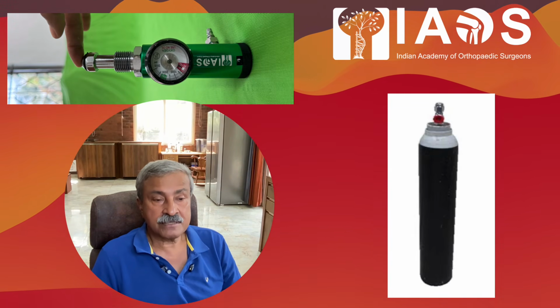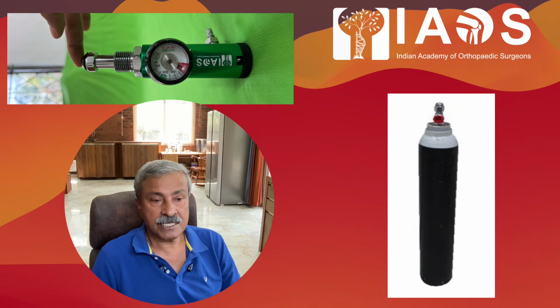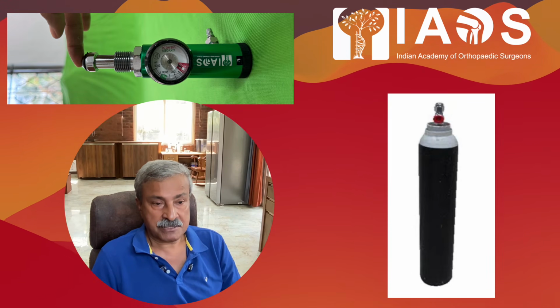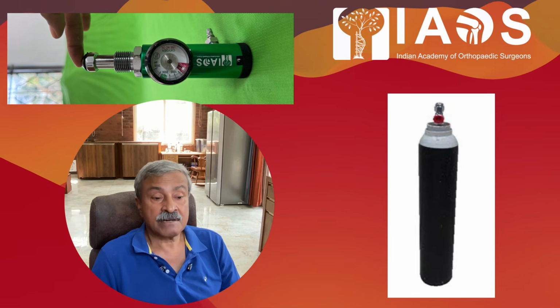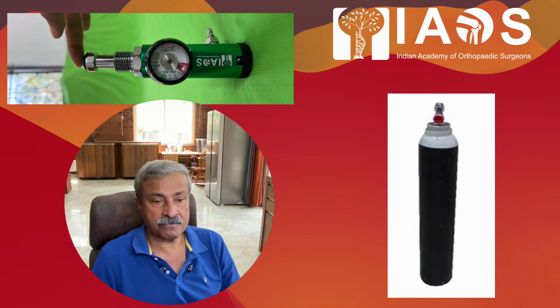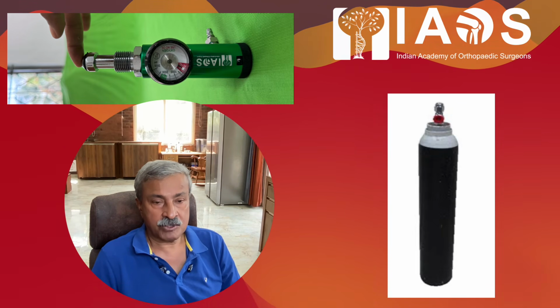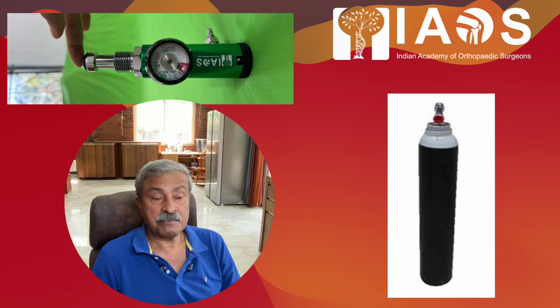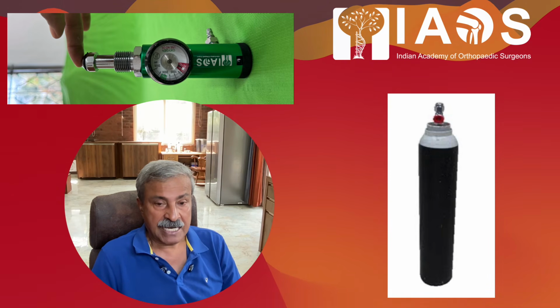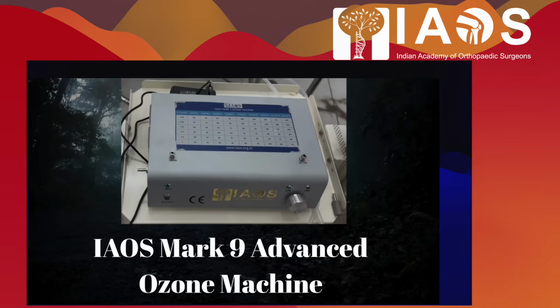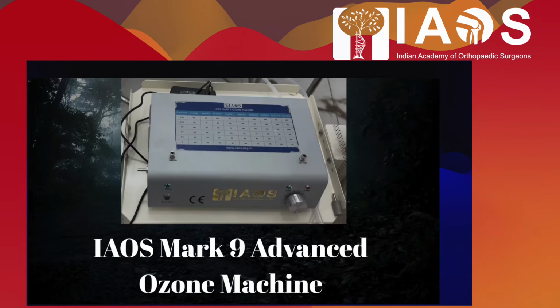All you need is a special pressure regulator, which is a dry pressure regulator capable of oxygen flows up to 1/32 of a liter, and a simple B type oxygen cylinder. This is a video demonstration of Mark 9 advanced ozone machine.